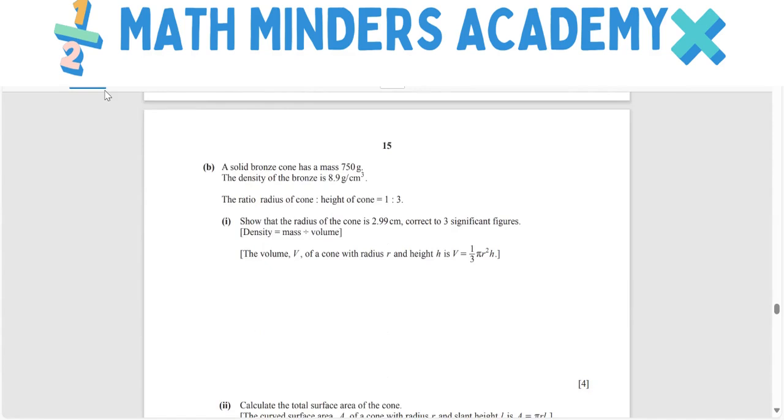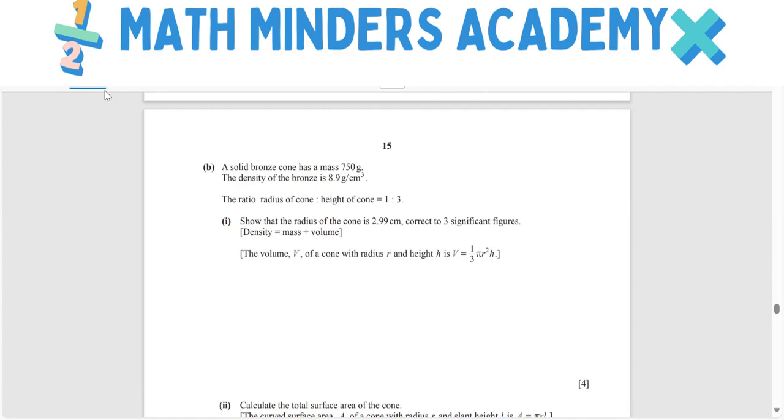The B says a solid bronze cone has a mass of 750 grams. The density of the bronze is 8.9 grams per cubic centimeter. The radius of cone to height of cone is 1:3. Show that the radius of the cone is 2.99 centimeters correct to 3 significant figures. We have to note that density equals mass divided by volume. And then we are given the formula for volume of a cone here.